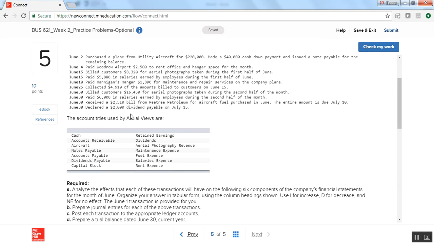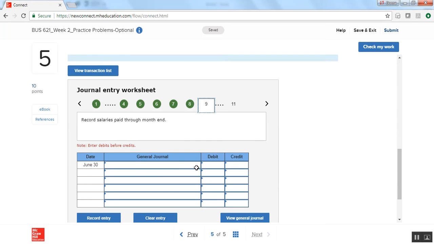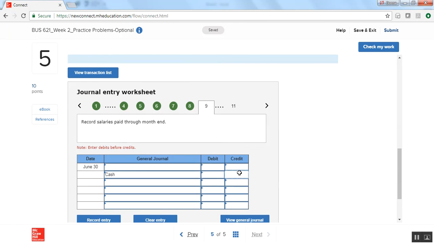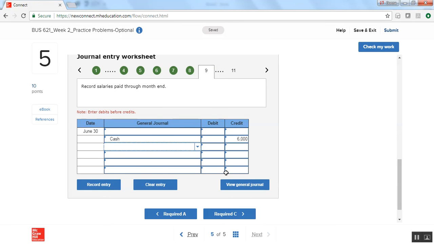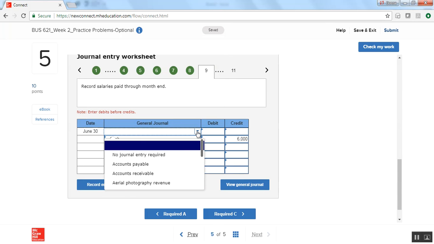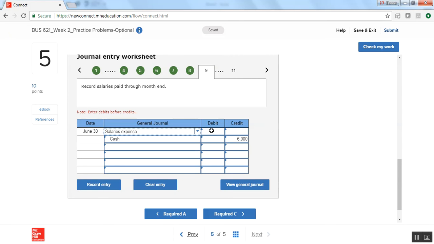Paid $6,000 in salaries. All right, so we paid cash. Cash is going down. That's a credit. Whenever an entry involves cash, I like to do that first because I think that's the easiest to understand. And once you figure out that side of the entry, the other side of the entry is obviously going to be the other way. So we paid for salaries. That's an expense. Expenses decrease equity, therefore debit.